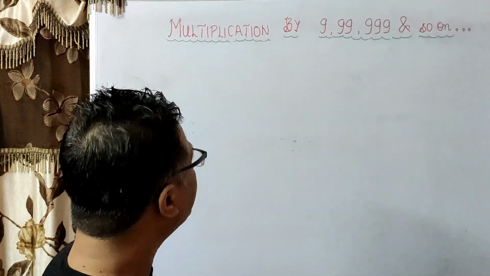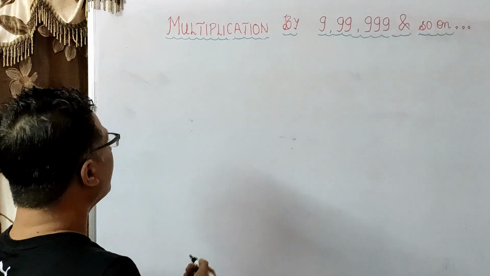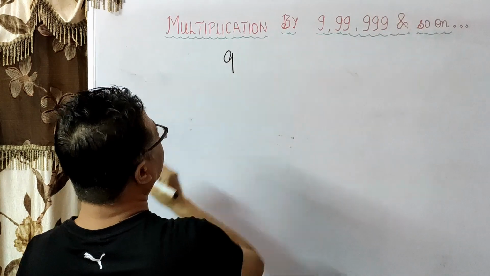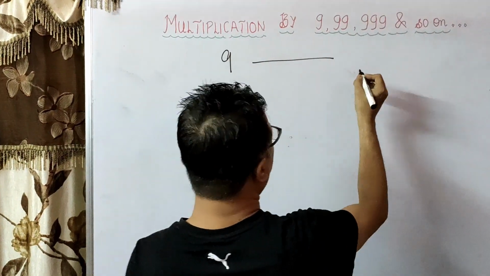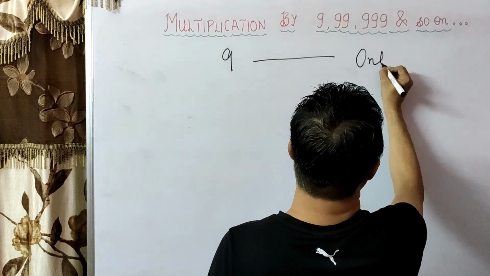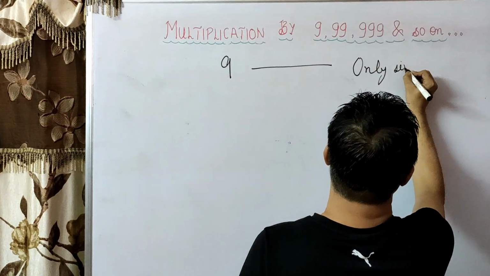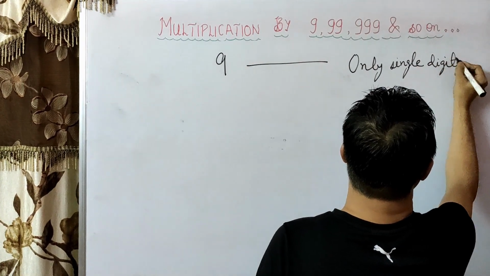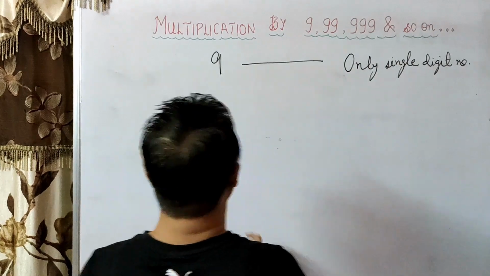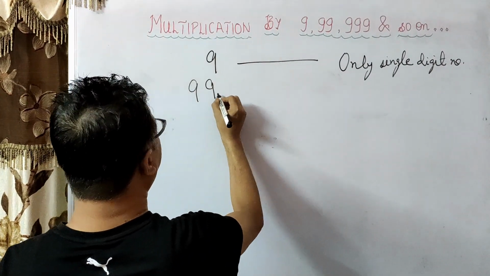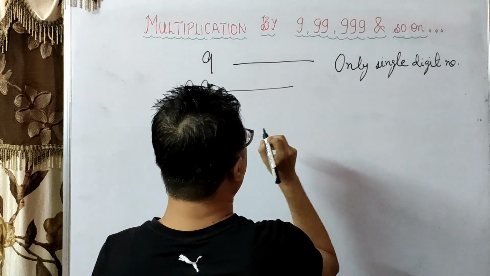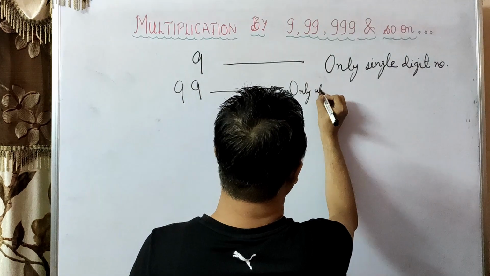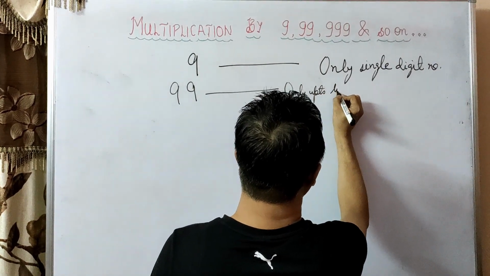And now, let me tell you one more important thing. When we are multiplying with 9, this method can be used only for multiplication with a single digit number. When we are multiplying with 99, this method can be used for multiplication only up to 2 digit numbers.